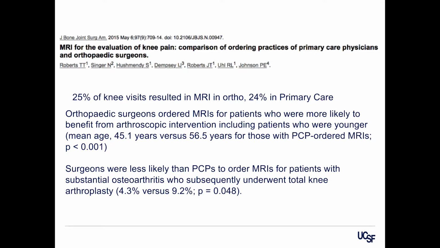They looked at knee visits to orthopedics and primary care. They found that 25% of knee visits who went to ortho actually got an MRI, similar to primary care. Orthopedic surgeons tended to order MRIs for people who are a little bit younger and were more likely to undergo arthroscopic intervention. And surgeons were less likely to order over advanced arthritis, but both groups are still ordering too many MRIs. So this isn't just a problem with primary care, and part of this is consumer-driven. Patients come in and say, I would like an MRI, and sometimes you spend more time trying to talk them out of that MRI.